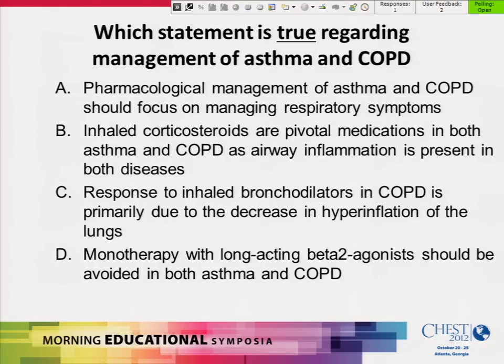So this is, I think, the last question I had. Which statement is true regarding management of asthma and COPD? And this is a bit long. Let me read these. Pick one only.